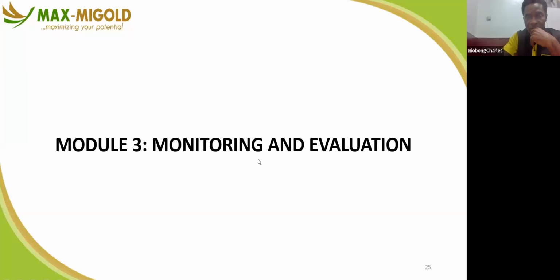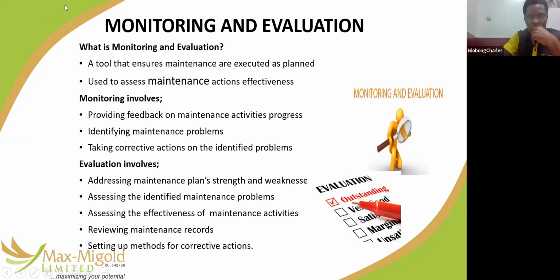Monitoring and evaluation. Now, plant maintenance. One very important thing that we do when you are carrying out maintenance is monitoring and evaluation. When you talk about monitoring, you are talking about generating data. You are talking about inspecting, checking and generating data. And the data you generated is for making decisions. And after generating data, you want to analyze that data. And now you talk about evaluation.